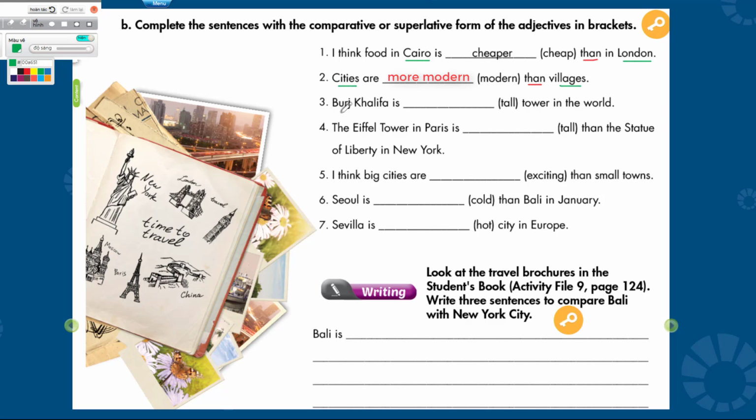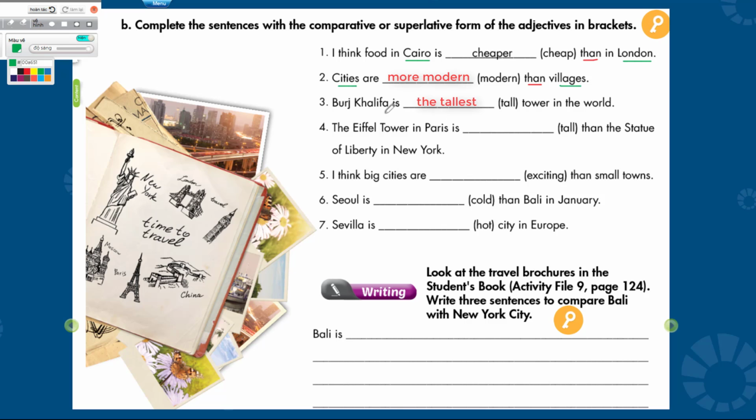So number 3. Burj Khalifa, a tall tower in the world. Burj Khalifa là tòa nhà gì đây? Lớn nhất trên thế giới, đúng không? Cái này không có than, như vậy là ở đây là chắc chắn là ở so sánh nhất rồi nè. Burj Khalifa is the tallest tower in the world.